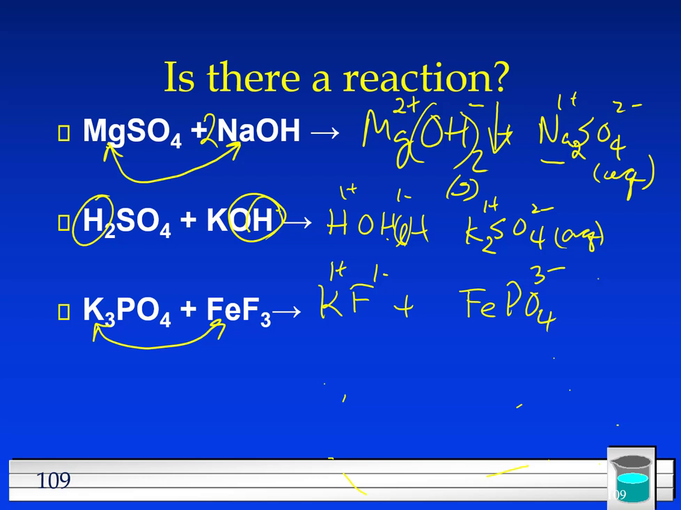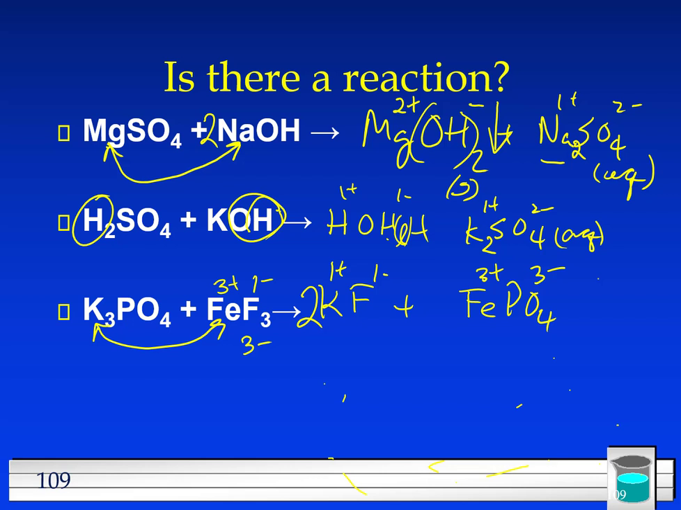PO4 is 3 minus, I looked it up. Fe, I got to get the Fe from the other side of the equation. Since F is 1 minus and it took 3 of them, I got 3 negatives on this side, so the Fe had to be 3 positive. And if it was 3 positive on this side, it's 3 positive on that side. Okay. So that adds up to 0. Now all I have to do is balance. 3 Ks, so I put a 3 in front of KF. That gives me 3 Fs, which I wanted anyway. 1 Fe, 1 PO4.